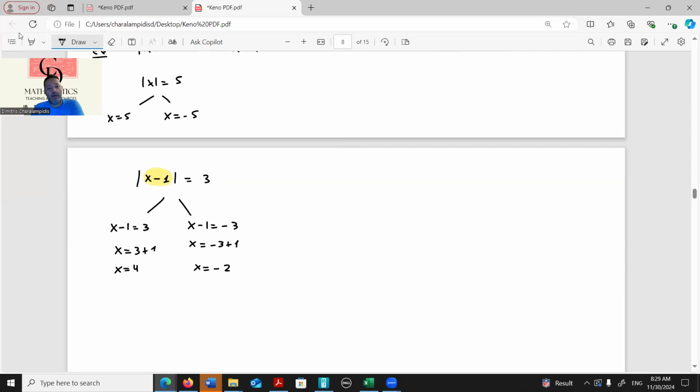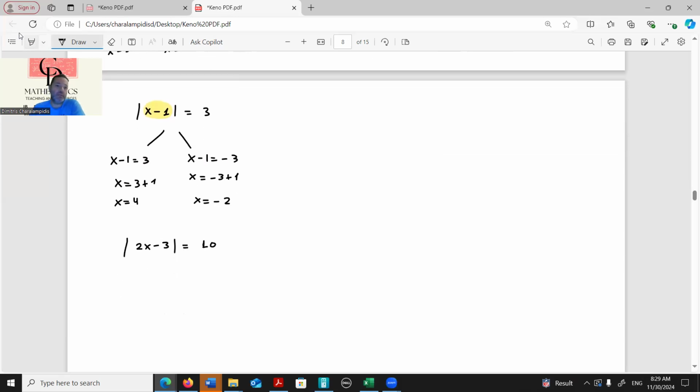Another one, absolute value of 2x minus 3 equals 10. Again, we should just use the expression inside the absolute values.